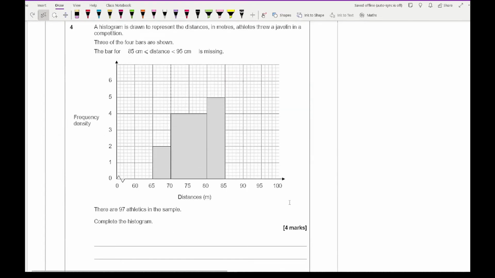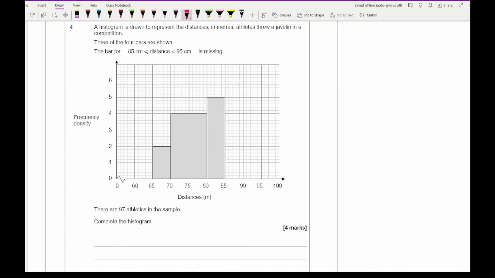Moving on to question 4, it says that a histogram is drawn to represent the distances in meters athletes threw a javelin in a competition. 3 of the 4 bars are shown. The bar for 85 to 95 is missing. There are 97 athletes in the sample. Complete the histogram.